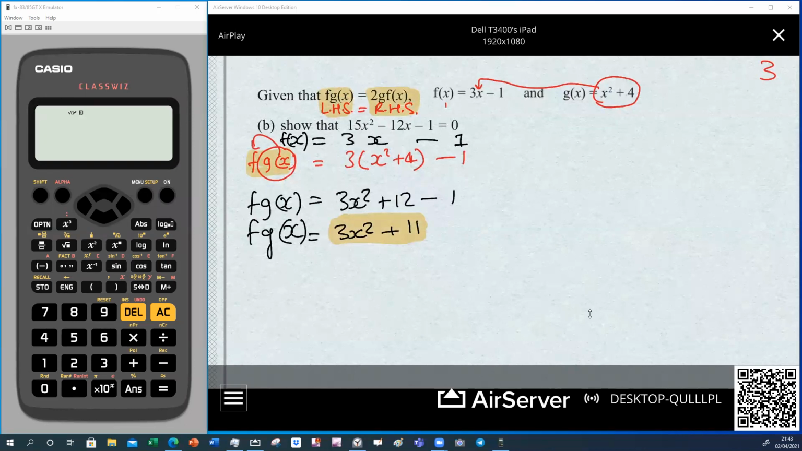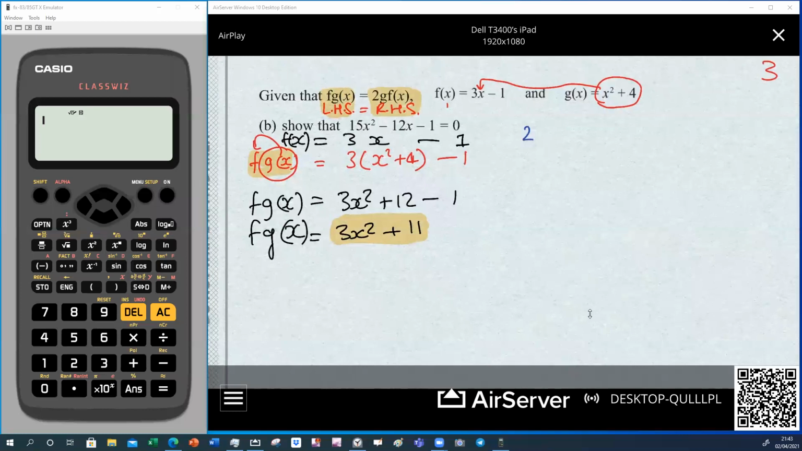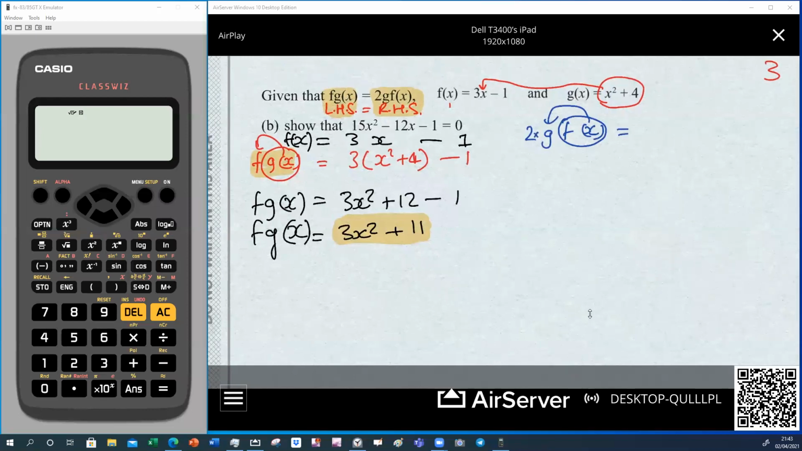Let's change color. Let's do over here 2 times g f of x. So we've got to put f of x into g, and then we have to multiply it by 2. So it's a bit like what we did last week. So f of x is 3x minus 1. We're going to pick it up and put it into g.